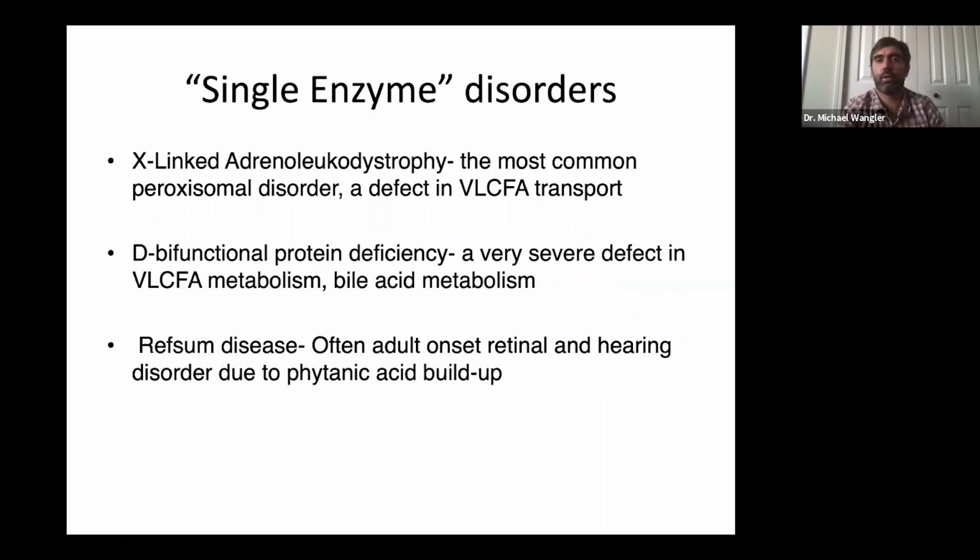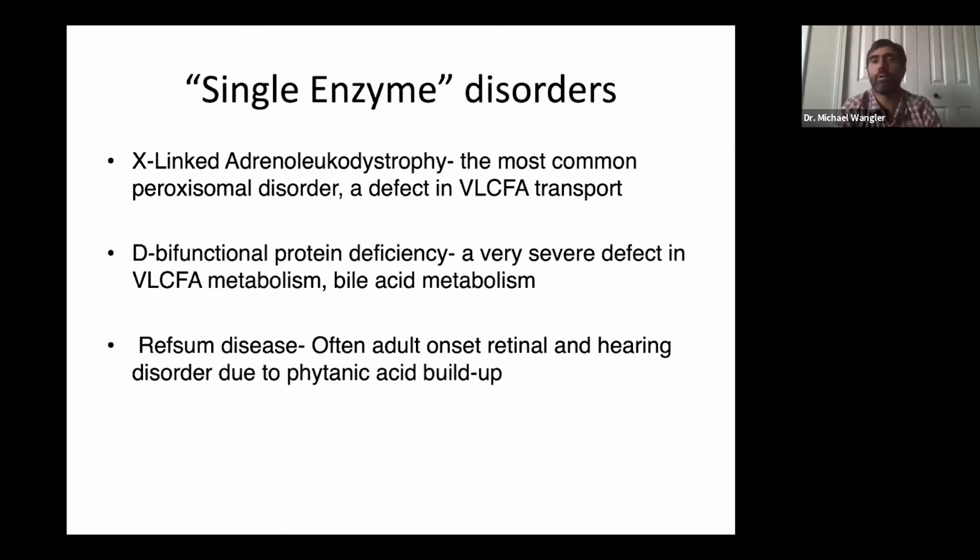Now, single enzyme disorders that you may hear about, regardless of whether you're dealing with a biogenesis disorder. One is X-linked adrenoleukodystrophy, and we're going to talk about this in some detail. This is the most common peroxisomal disorder, and it's a pretty specific defect in very long chain fatty acid transport. Patients with XALD can't get the very long chain fatty acids into their peroxisomes, and that's where the problem occurs. D-bifunctional protein deficiency is something we've seen a few times, and it's a very severe disorder of very long chain fatty acid metabolism. There are bile acid metabolism issues in that disorder.